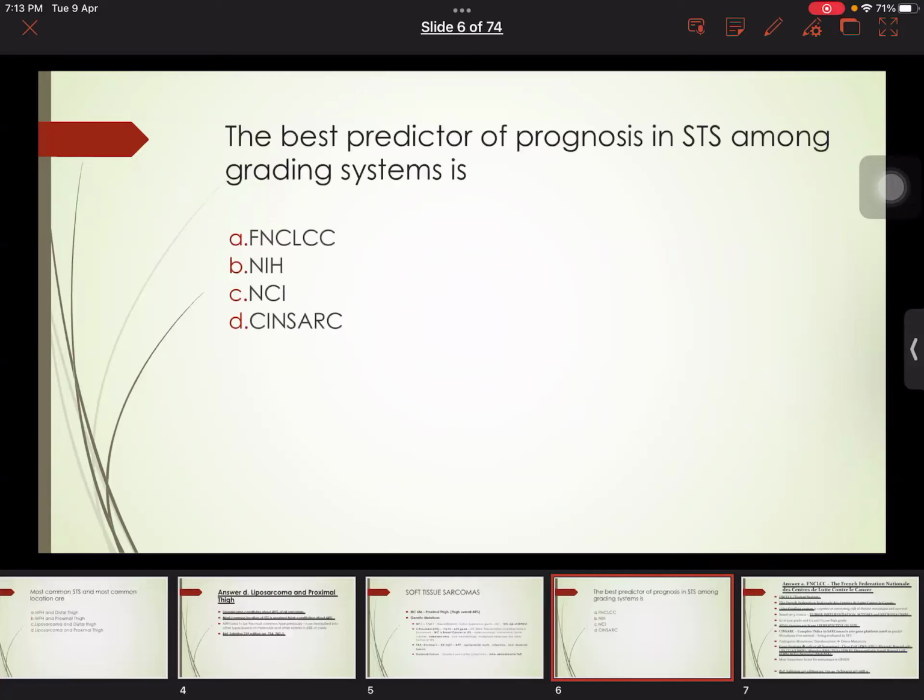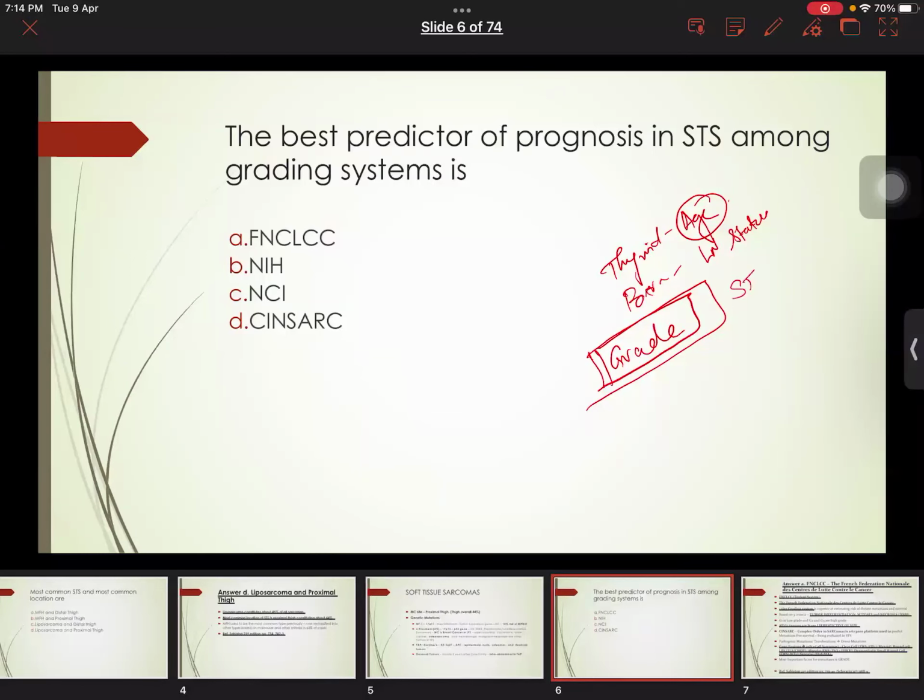Now, when you look at the factors that predict the prognosis of soft tissue sarcomas, there are multiple things. One factor which is different in all the soft tissue sarcomas is the presence of grade, which is important. As we were discussing in the weekend classes, for example, I told you in thyroid, age is the most important prognostic factor. For breast, it is going to be the lymph node status, which will be the important factor.